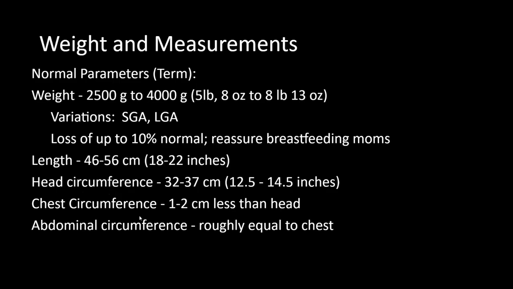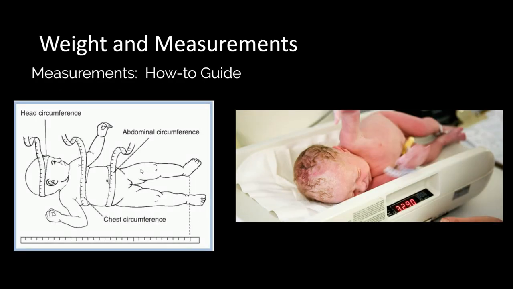Then we have chest circumference. It should be 1 to 2 centimeters less than the head. Abdominal circumference is going to be roughly equal to the chest. It may be a centimeter smaller. But you guys did this in lab. I'm not going to beat it to death.